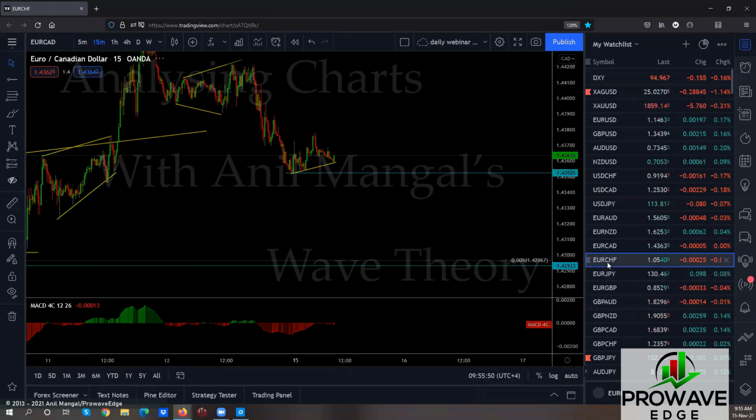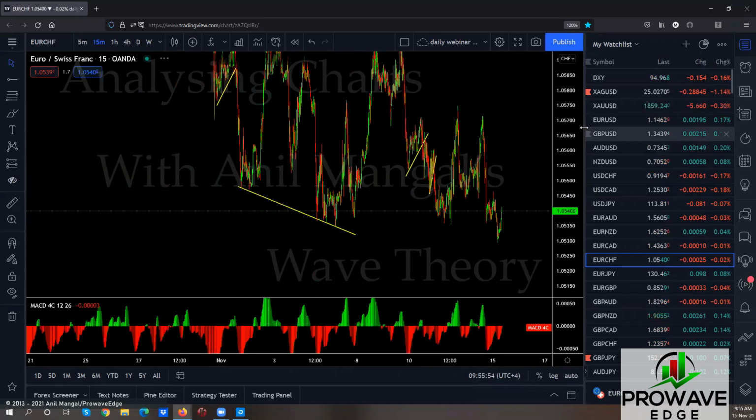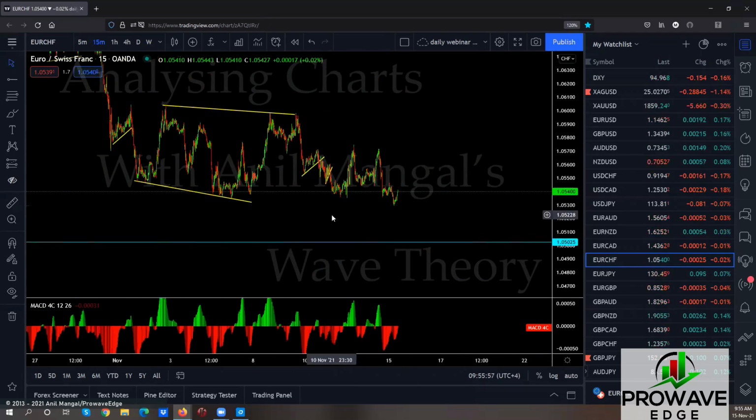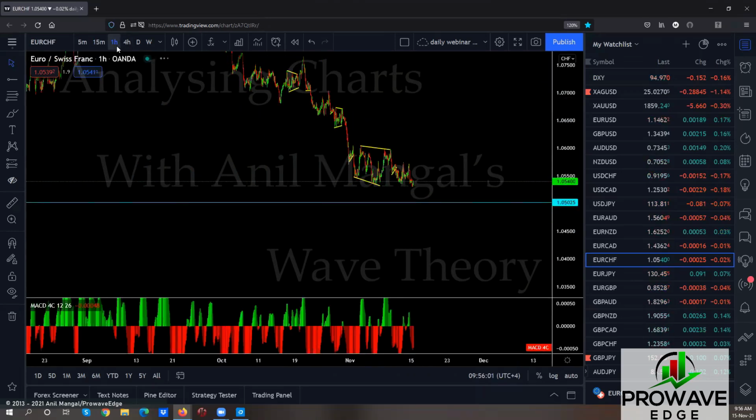That's the safest one. Euro Swiss. Okay, if you sold it, it broke. It didn't go anywhere, and it's looking like they're actually going to start to turn at some point.